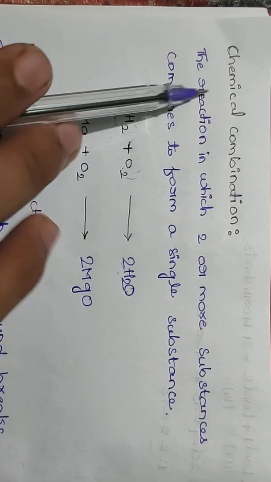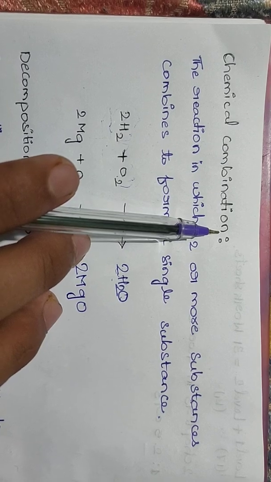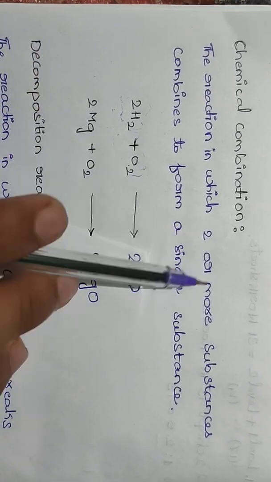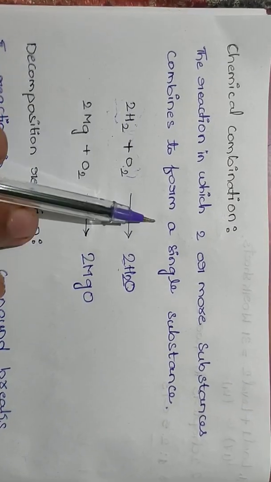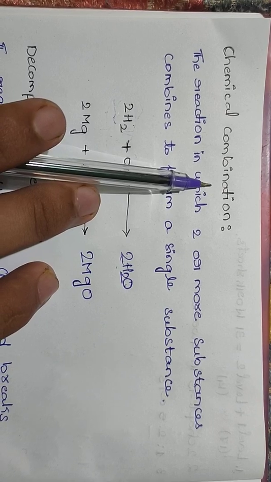So let us start with a few basic things related to chemical equations. Firstly, we have chemical combination. What is chemical combination? The reaction in which two or more substances combine to form a single substance is known as chemical combination.